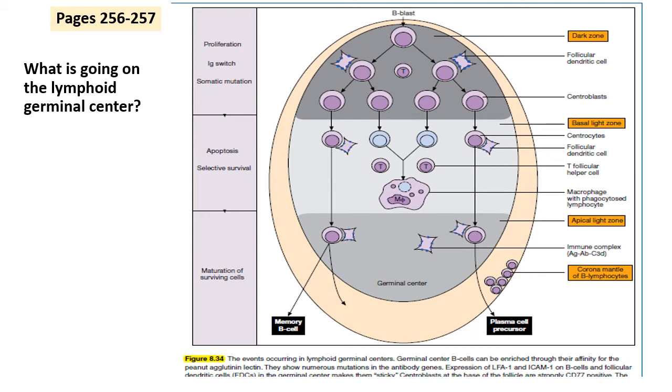Now let us discuss how B cells are rescued by T follicular helper cells. What I mean by that is that the T follicular helper cells choose the B cells that have high affinity to antigen. In that case, B cells in the light zone are protected.